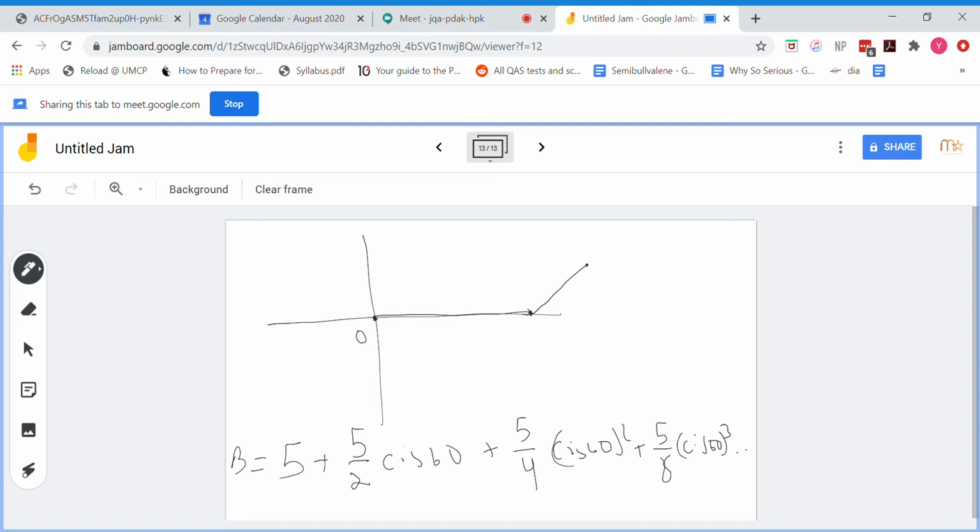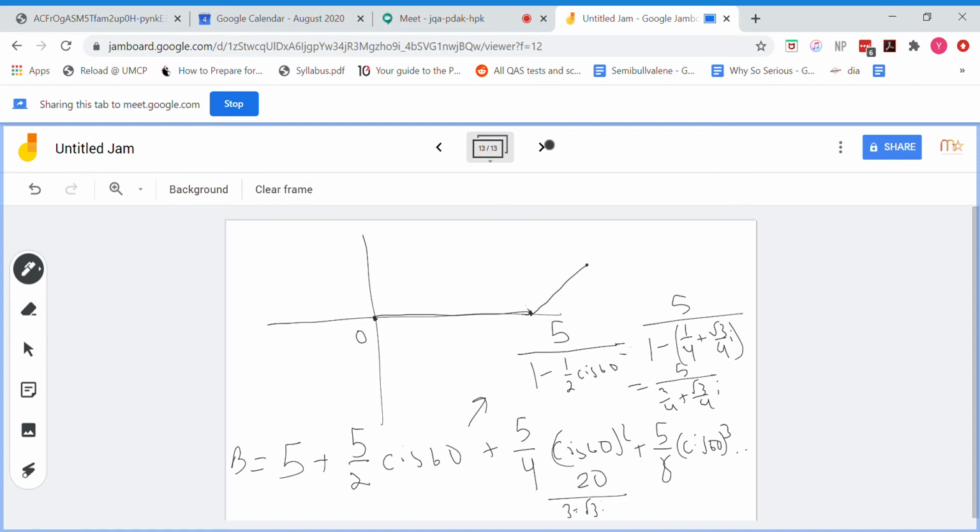And you can see this is a very simple geometric series. And so this equals 5 over 1 minus the common ratio, which is half cis 60. So this is super easy to compute. This is 5 over 1 minus 1/4 plus root 3 over 4 i, which equals 5 over 3/4 minus root 3 over 4 i. And then we get 20 over 3 minus root 3 i.